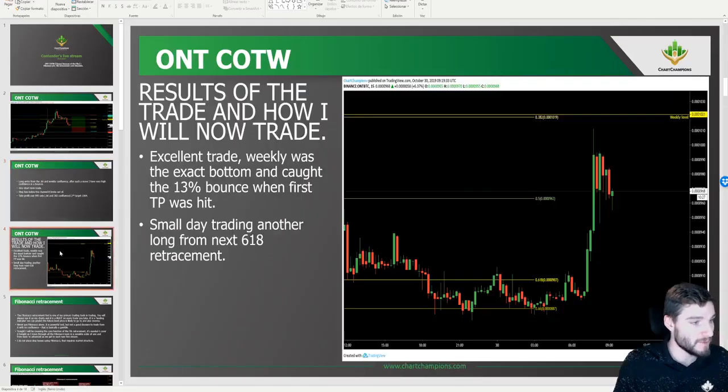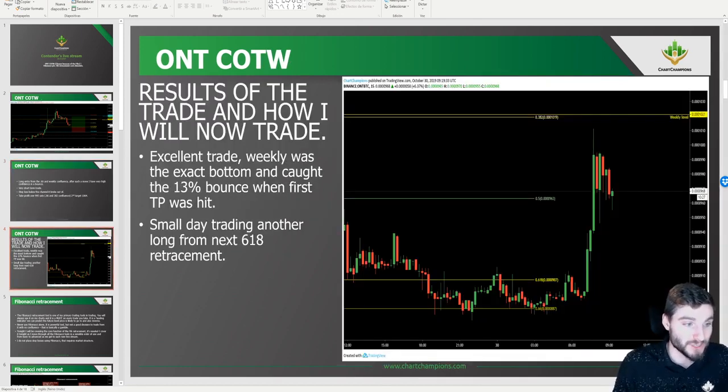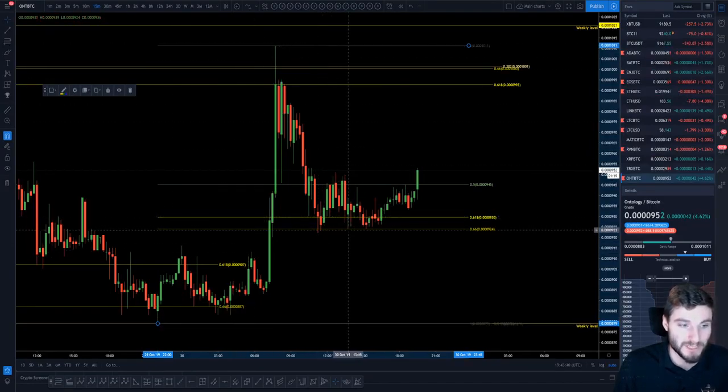And I also wrote about this here. So this was early this morning, where I've not got the fibs labeled here, but we were coming up and we hit the high, hit my take profit. Basically a small day trade long from another 618 retracement. So this was obviously the fib pull from the low to the high, as loaded up on this chart now, from the low to the high, coming down to the 618.